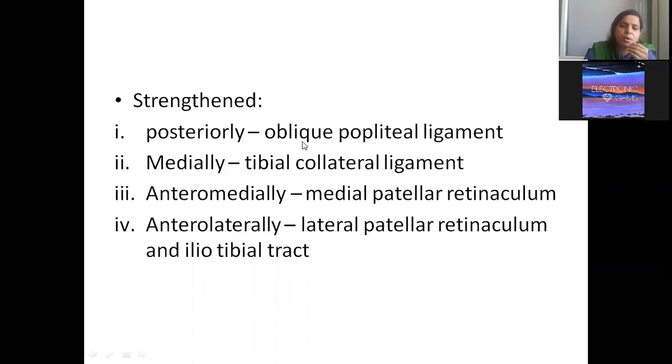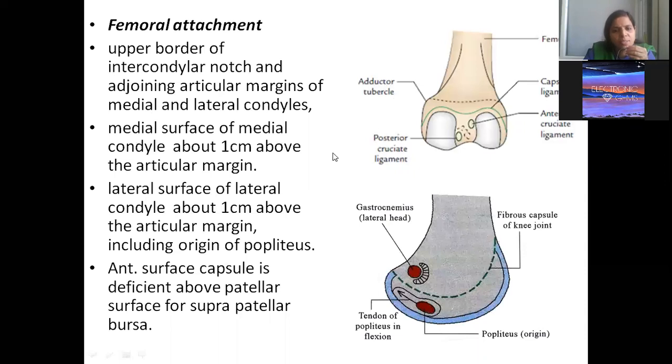I will show you what the oblique popliteal ligament is. For now, these are the supporting ligaments which are surrounding the capsule all around. Posteriorly we have the oblique popliteal ligament. Medially we have the tibial collateral ligament. Anteromedially we have the medial patellar retinaculum and anterolaterally the lateral patellar retinaculum. We also have the iliotibial tract. Now we are all talking about the capsule only, this bold line.